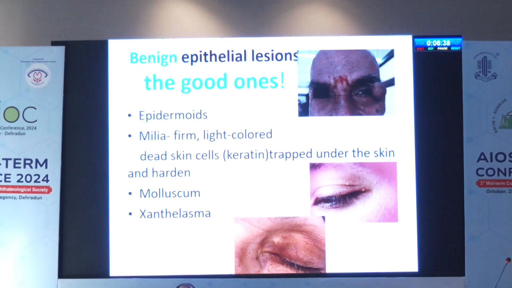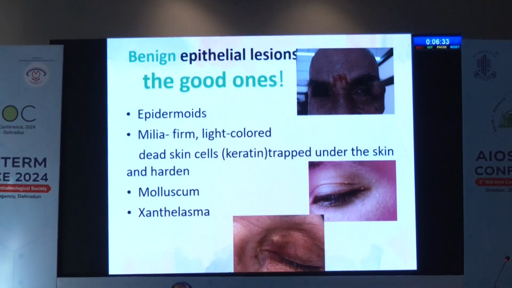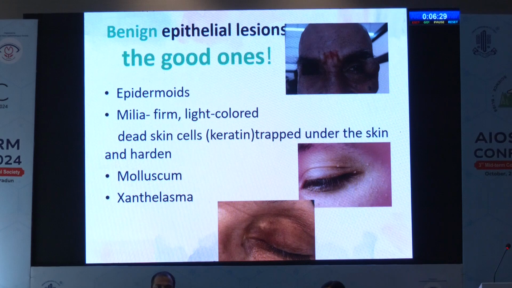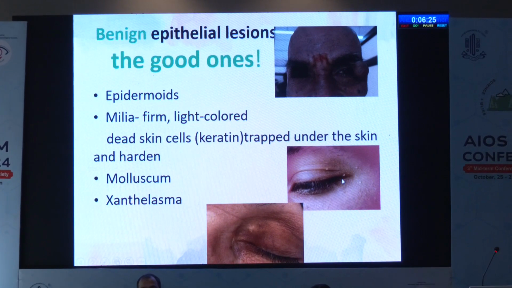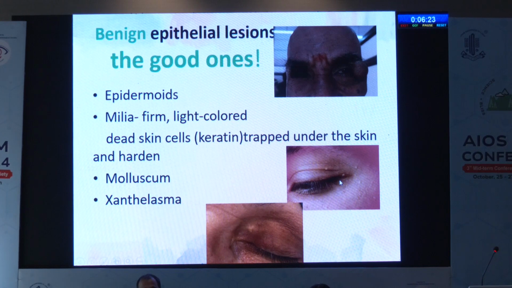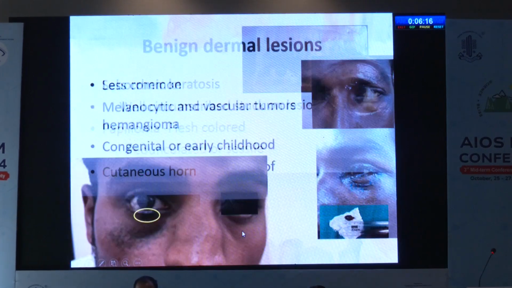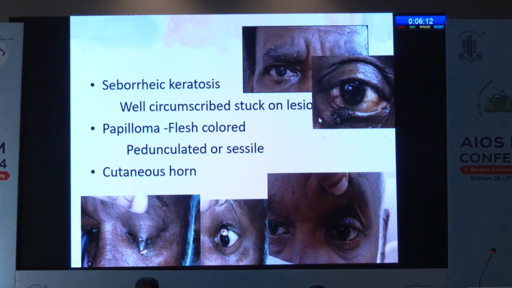So when we come to the benign ones, the so-called good lesions, starting from just the epidermoids, or the sebaceous cysts as was previously called, and then the milia, which are the white keratin bumps under the skin, then the molluscum, which is the pearly nodules, the xanthelasma, which is the yellow subcutaneous plaque, and the seborrheic keratosis and the papillomatous lesions.